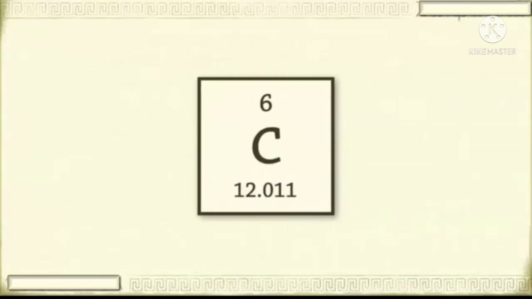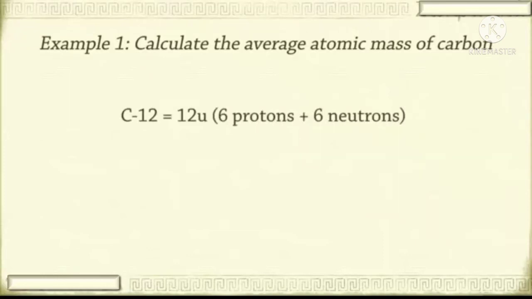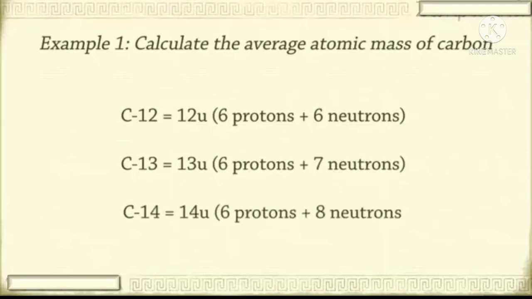So why, when you look at the periodic table, does it not say exactly 12 for carbon's atomic mass? Because there is more than one kind of carbon. Remember, chemists assigned carbon-12 the mass of 12U. But there are other isotopes of carbon. Carbon-13, which has 6 protons and 7 neutrons, and carbon-14, which has 6 protons and 8 neutrons.